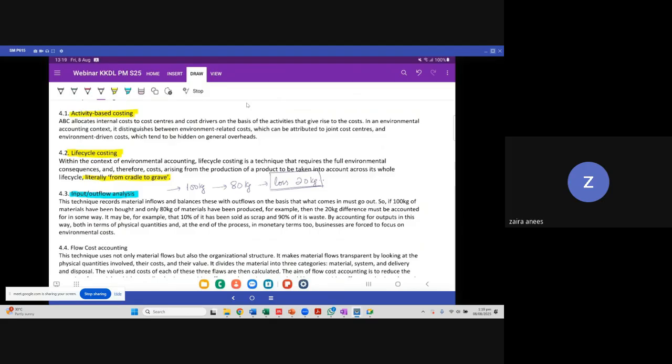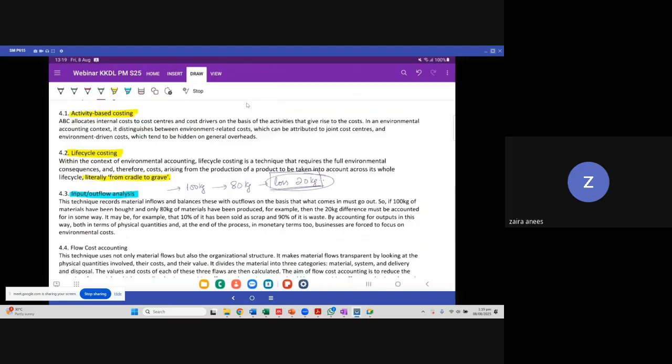They don't consider the normal loss. It's something else. You have to report it. Because when you will report this 20 kilograms in the P&L, you will feel bad.